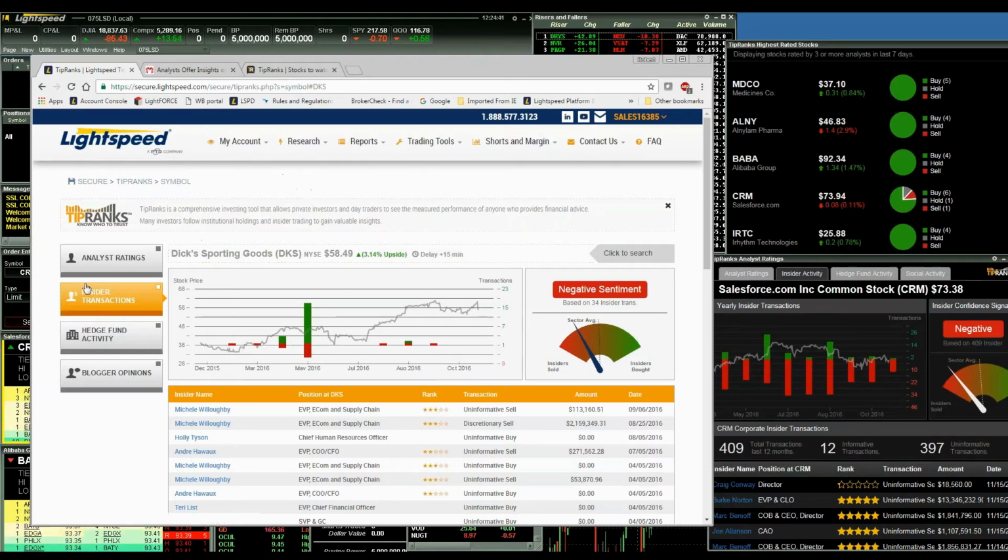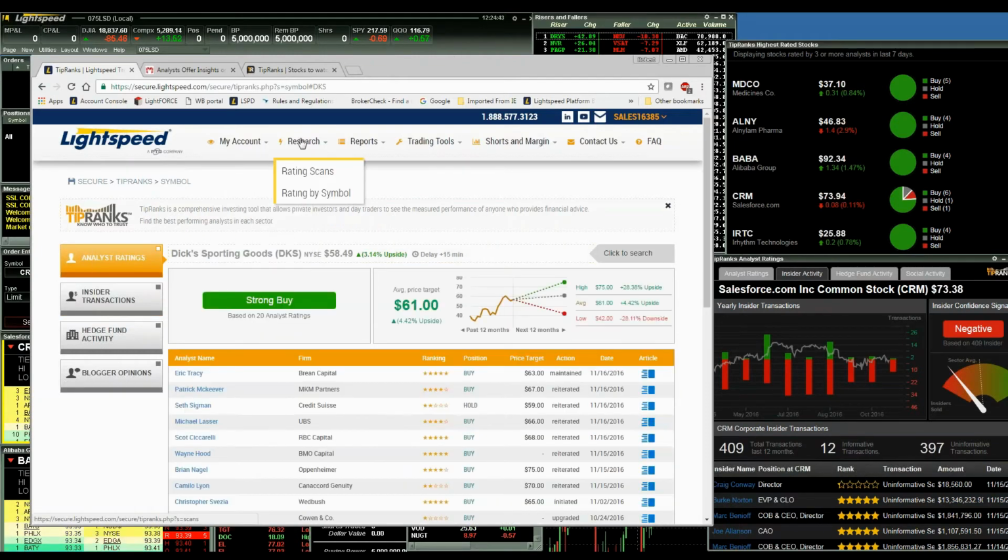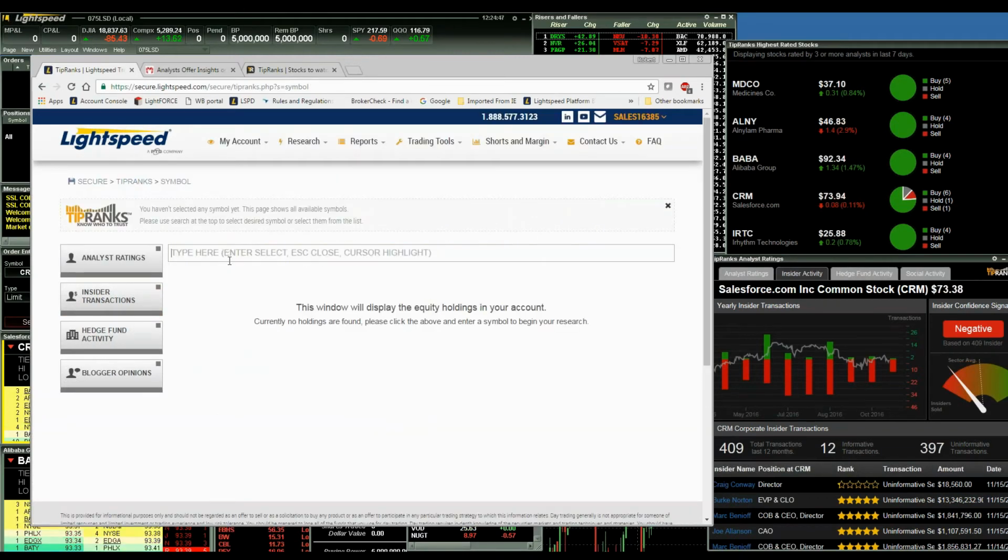Someone asked, where do I enter the symbol? You would go into your rating by symbol, and that's where you would enter in your search tool.